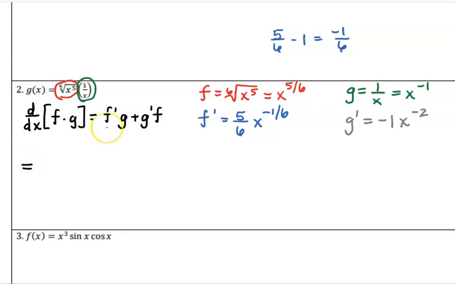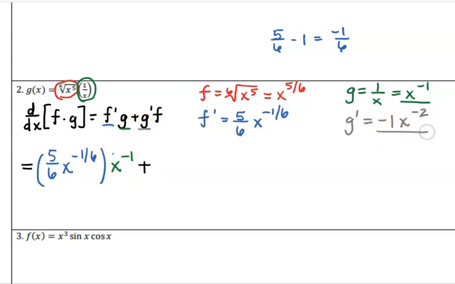So we have f prime first, which is 5/6 x to the negative 1/6, multiplied by g, which is x to the negative 1, or 1 over x, doesn't matter how you write it. And then we add g prime, which is negative x to the negative 2. You can stick that 1 in front of the x or not. And that's multiplied by f, which is x to the 5/6. And now we're going to simplify this.